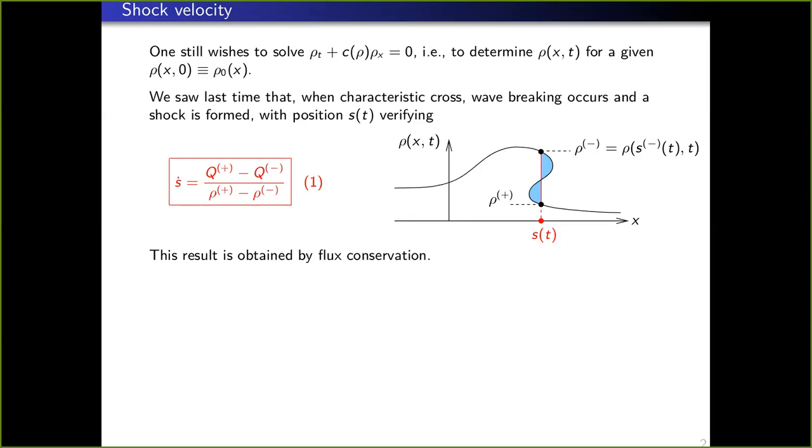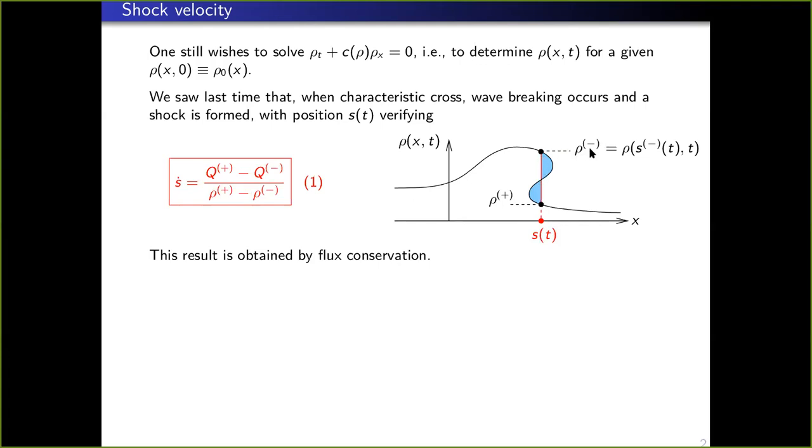the position s(t) and the velocity ds/dt, or in short s dot, is (q plus minus q minus) divided by (ρ plus minus ρ minus). And these notations are defined in this sketch here. So this is ρ of x and t. The continuous line is the solution one would obtain by means of the method of characteristics, and one imposes a discontinuity here at position s(t), which is the position of the shock.